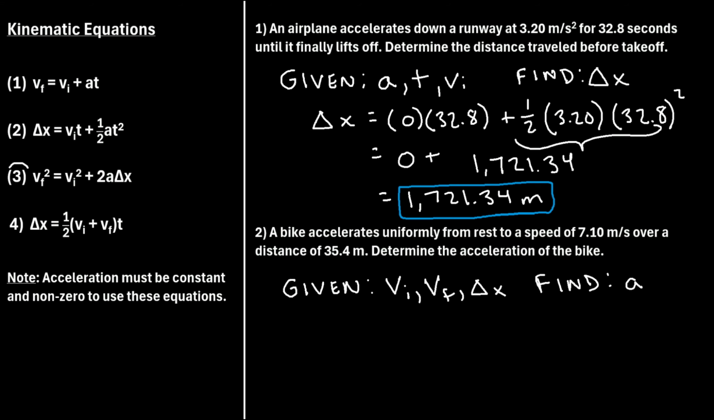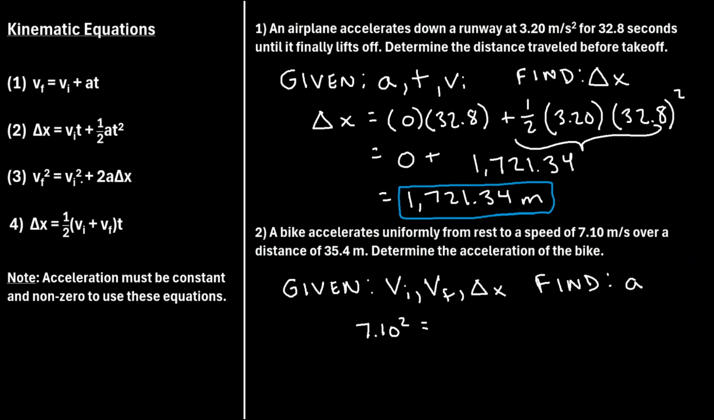So by default, we'll have to use this third equation, which involves final velocity, initial velocity, acceleration, and displacement. And these are the four variables that we're working with in this example. So we're going to go ahead and use this third equation. First let's write the final velocity squared. The final velocity in this case is 7.10, so we'll write 7.10 squared.